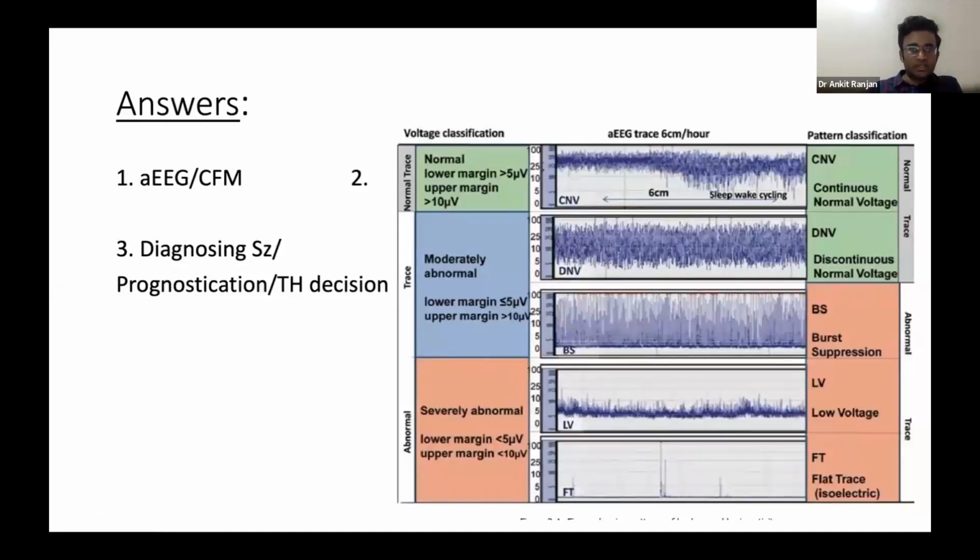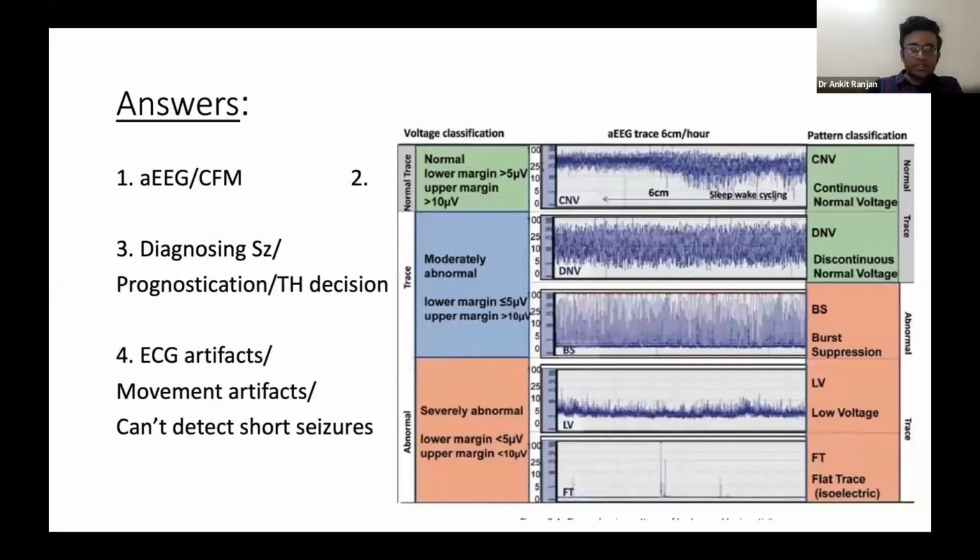And in some cases, where it is difficult to decide whether therapeutic hypothermia (TH) is to be given or not, when the pH is borderline around 7 and the base excess is -15, -16, in those cases we can take help of aEEG also. If the waveform is moderately abnormal or severely abnormal, we can go ahead and take the baby as a candidate for TH.